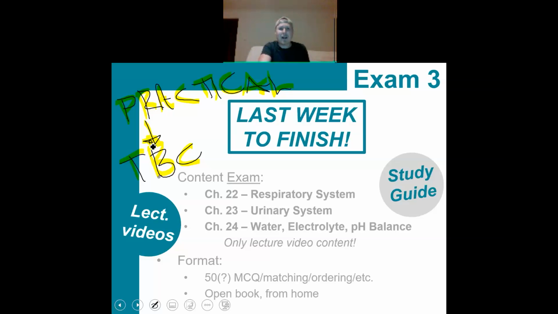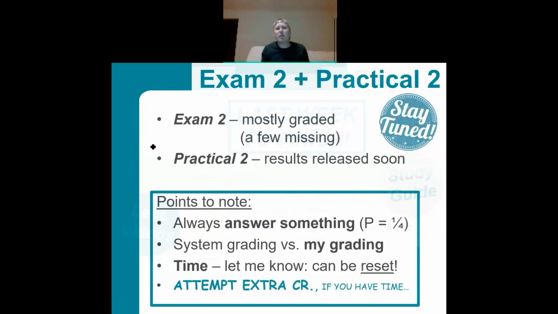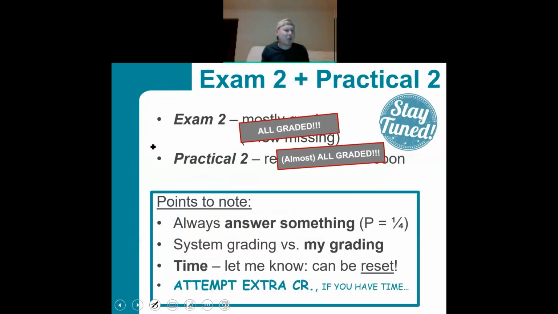In terms of exam 2 and practical 2, exam 2, everyone should have their exams graded. Practical 2, almost everyone should have their grades released. I think I have 6 more students that I want to review for the 4th time, the practical 2. So most of the class has that also available. If you're one of those who doesn't have any comments there, then I'm going to release them tonight. So both of those scores should be available for you.